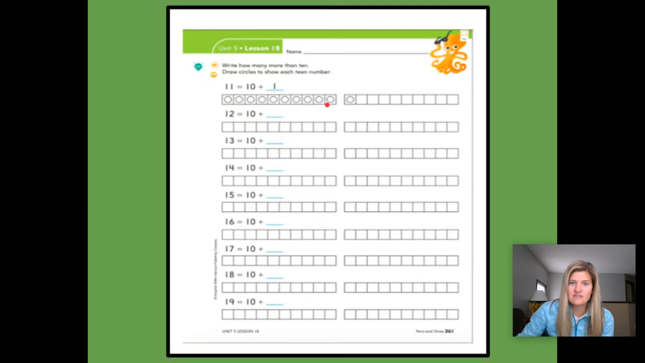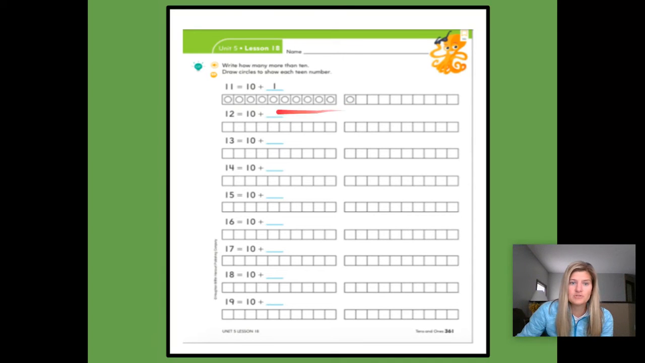There are 10 squares, and inside each of those squares, they have made 10 circles. Now we go over here to another 10 stick, but we don't need to fill in all the squares because all we're doing is the extra ones. So if you look here, there's a 1, so they made 1 circle.